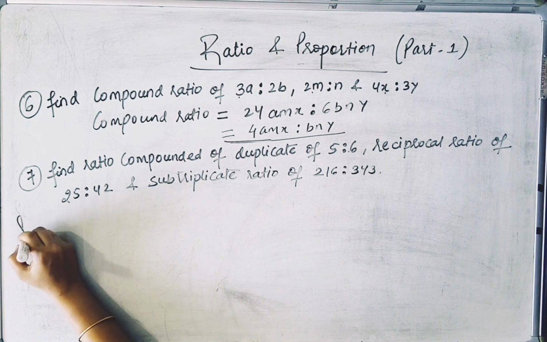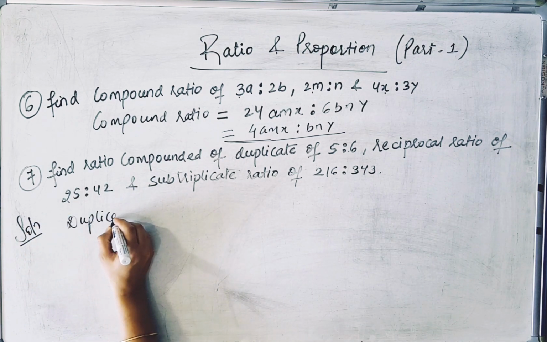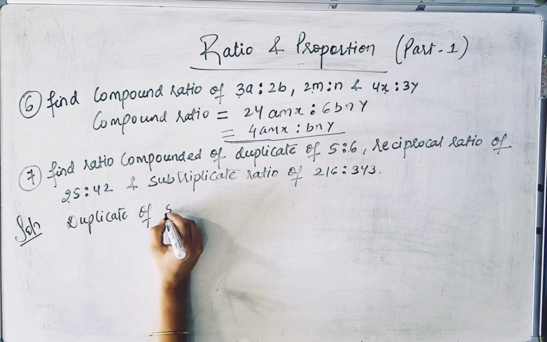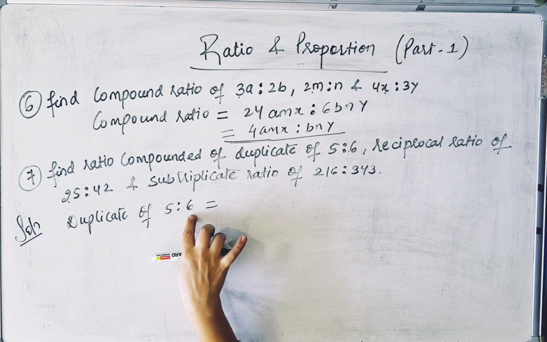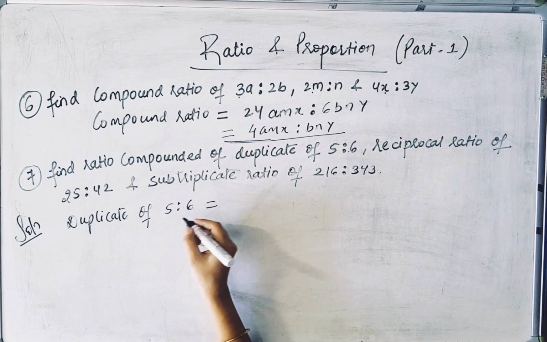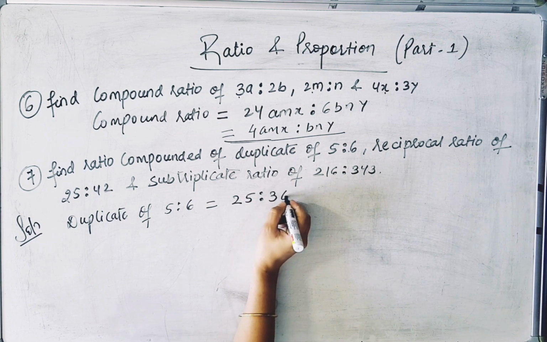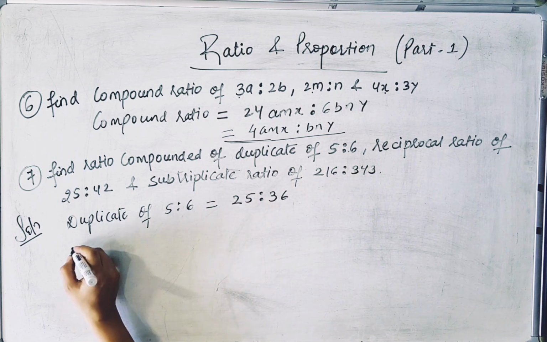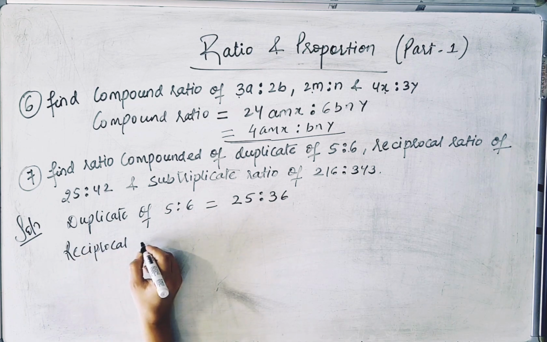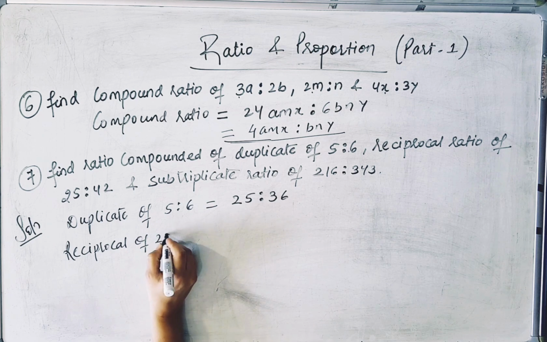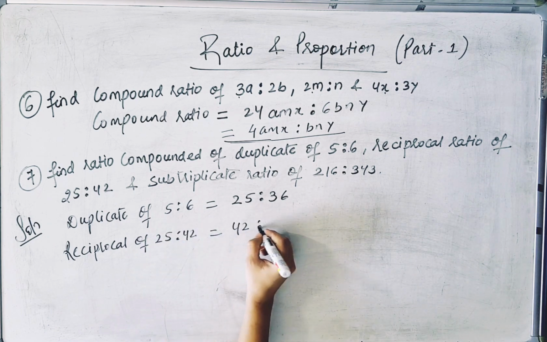So now we'll see. We'll first find the duplicate of 5 is to 6. So the duplicate of 5 is to 6 is what? Multiplying the same number twice. So it will be 5 into 5, 25 is to 36. Now the reciprocal of 25 is to 42 will be 42 is to 25.